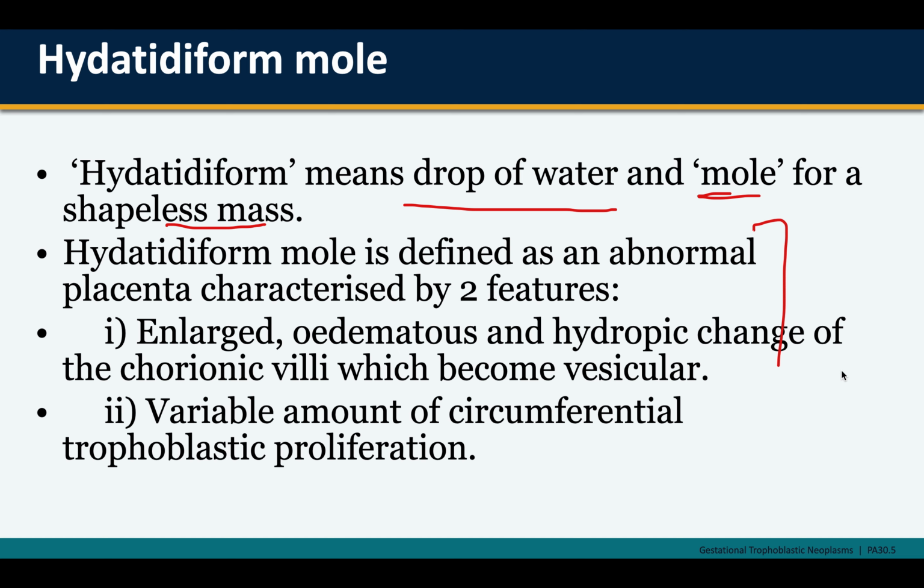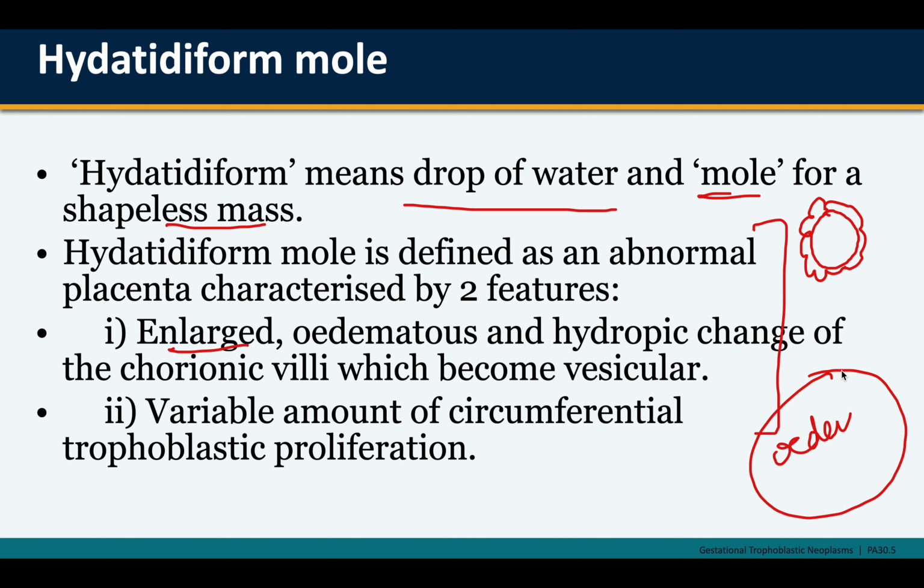But what are the two characteristics of mole? One is the villi. Normally a villus will be small in size and lined by trophoblast cells. Here the villi are enlarged. They will be edematous, they will have edema inside of them. Hydropic change will be inside of them, so much so that they will form grape-like structures. Secondly, the trophoblast will proliferate. So circumferential trophoblastic proliferation is present. These are the two features of hydatidiform mole.